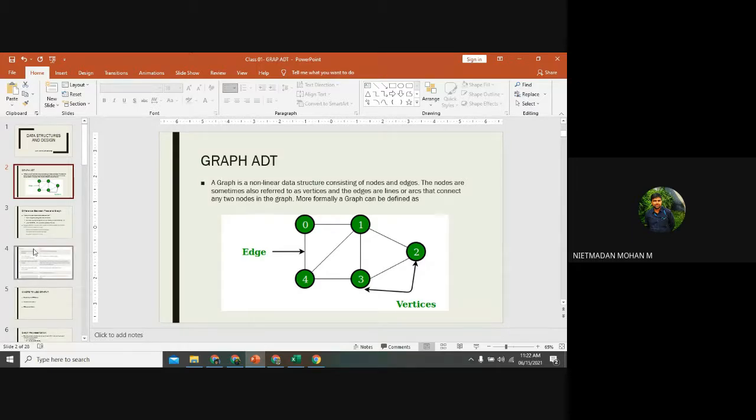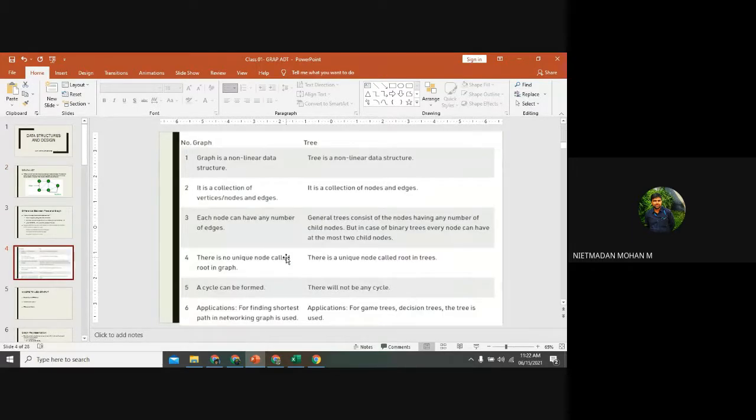We have seen some of the differences between graphs and trees, which we have discussed already. Majorly, the graph does not have any unique node called a root node, while the tree will have that. The graph is in a cycle form, where a node can be repeated, and the tree will not be a cycle form. It will be in a hierarchical process.